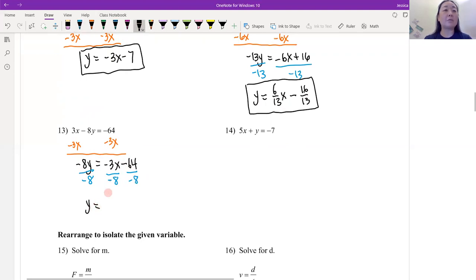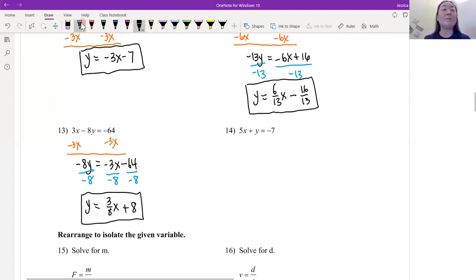And so y is equal to, that is going to be positive, right? So it's 3 over 8x, and that's also going to be positive. And we know that 8 goes into 64 evenly. And in this case, it's just 8. So again, if you can simplify, please simplify. But if you notice right here, like 16 over 13, there's nothing to simplify by. So here, this is our answer.